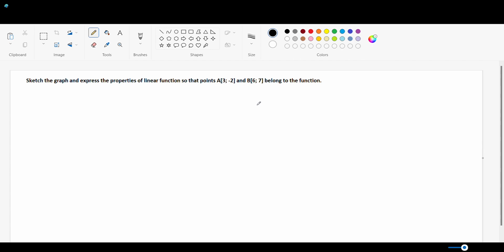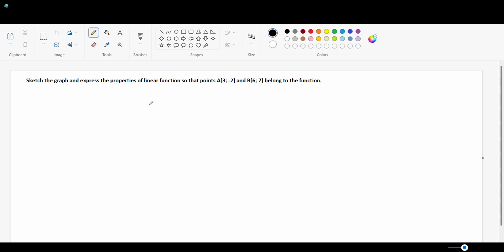Then you will find in this video how to sketch the graph of the function. When we find the equation, we will be using transformation of the parent function, which we already know is defined by the equation y equals x. And the last thing we will go through is the properties. We list the properties of the function when the function is drawn in the chart or xy plane.